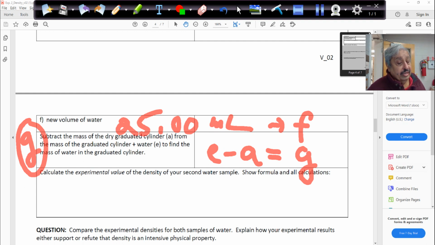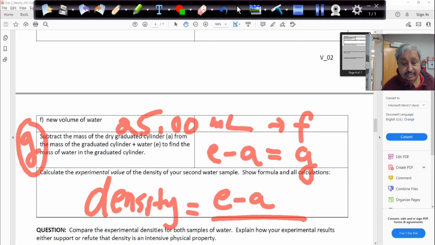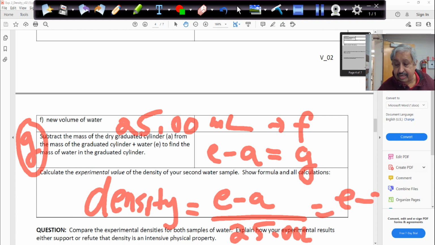Now, calculate the experimental density. Density will be the mass, which is E minus A, divided by 25.00 mL, which is E minus A divided by step F. So E minus A step.